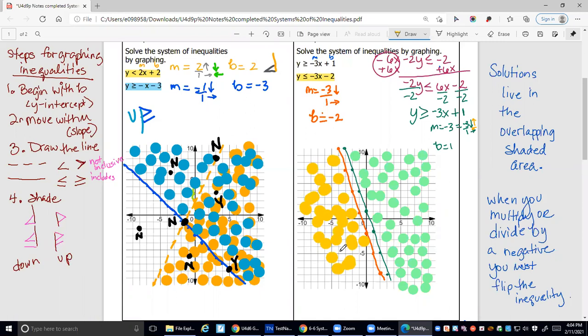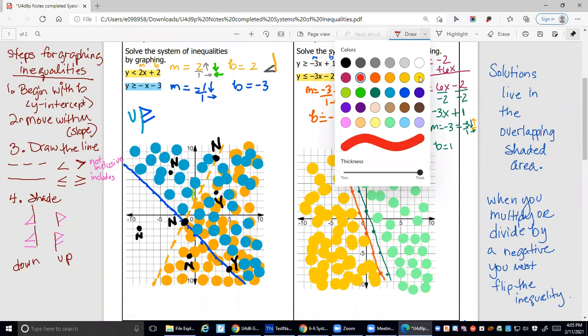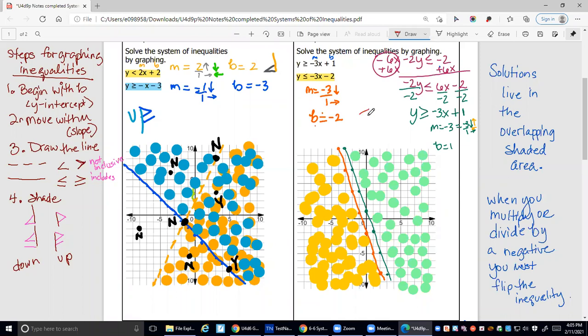And remember we said solutions live where the shading is overlapping. And Roman had mentioned, it's not up. Do you see why? Let me show you. This is important: don't eyeball this stuff because your eyeballs will lie to you. If I have this inequality right here, I can make a D out of it for down. See how that works? So you would shade down. There's no overlapping area, right? We said solutions live in the overlapping shaded area, so if there's no overlap, then there's no solution.